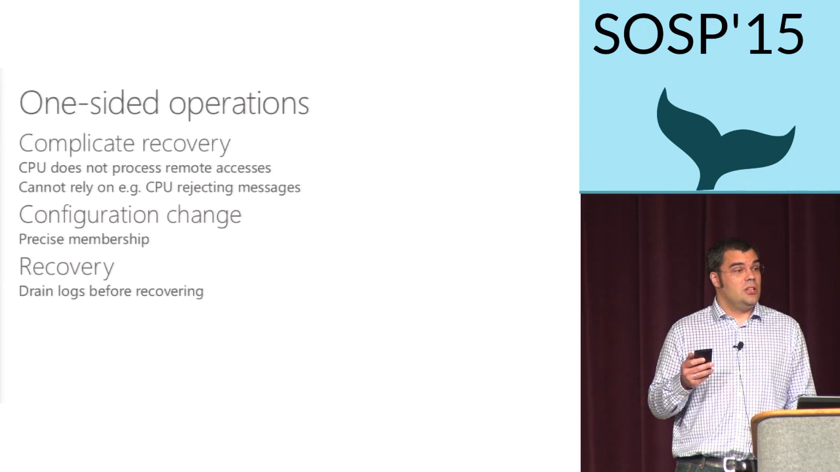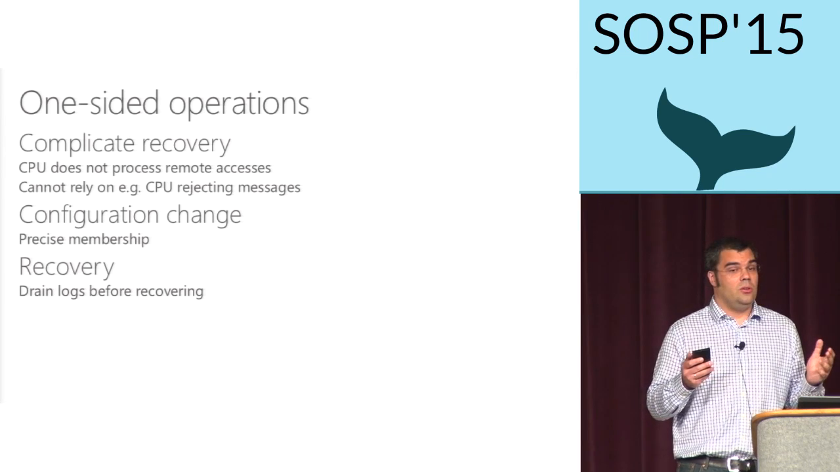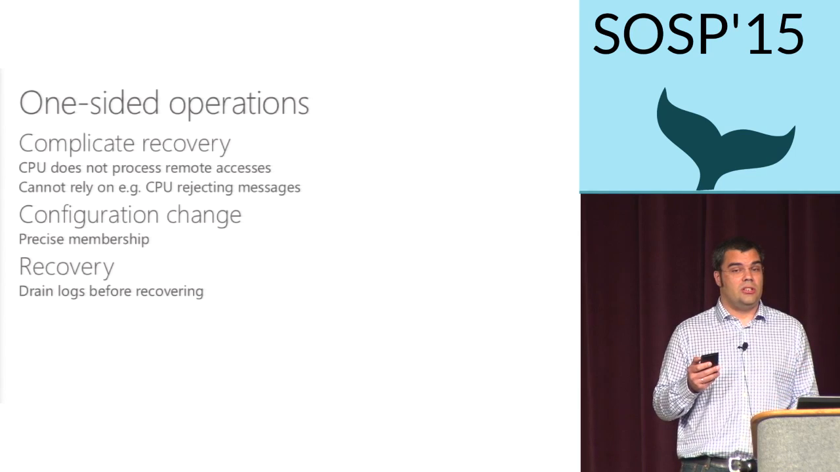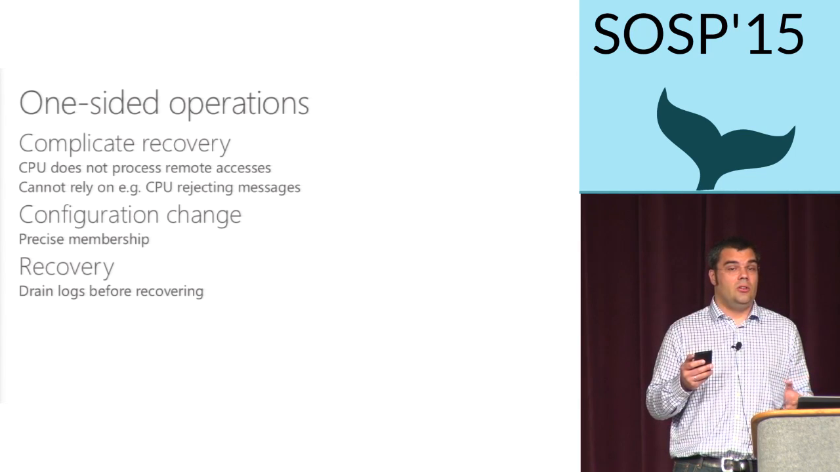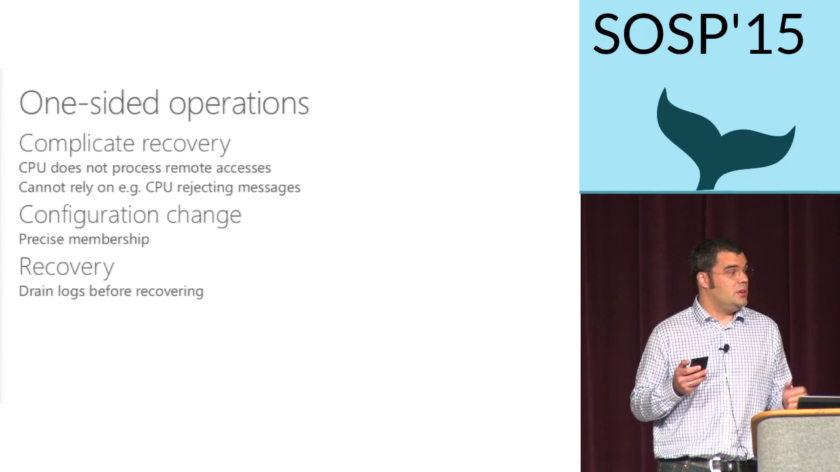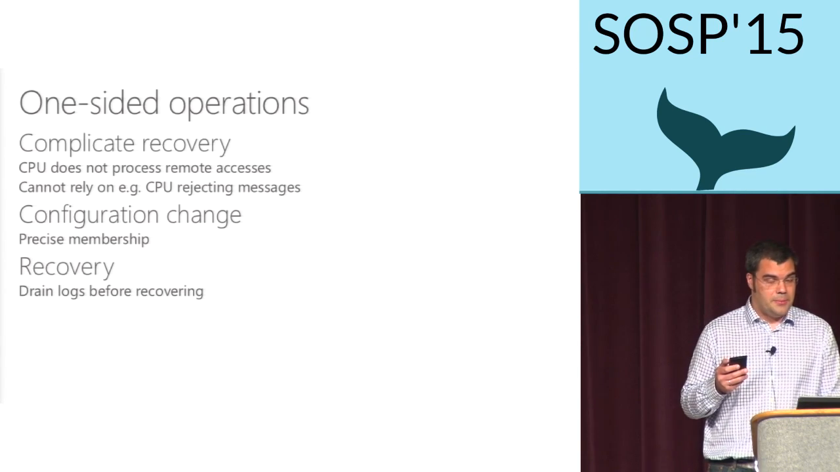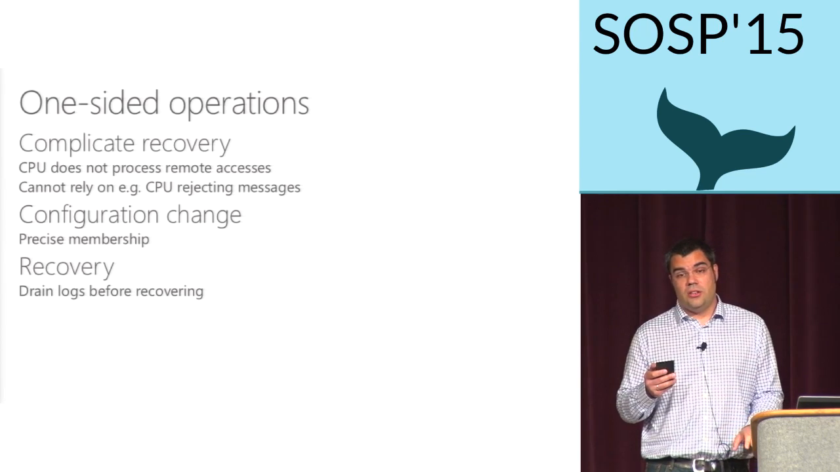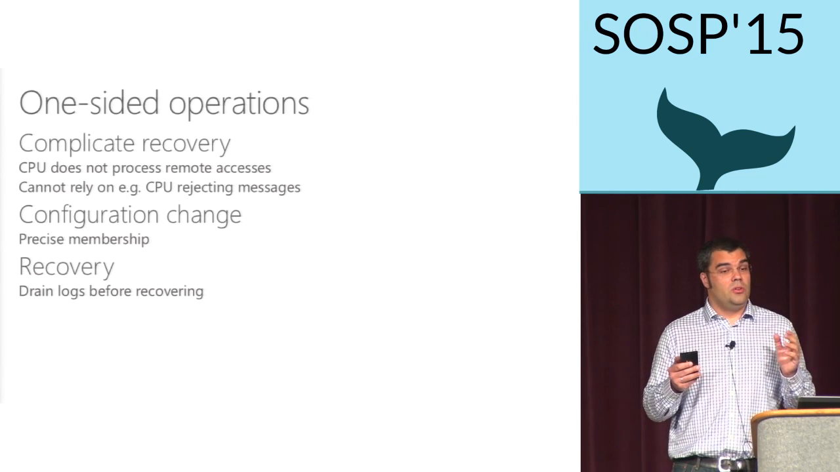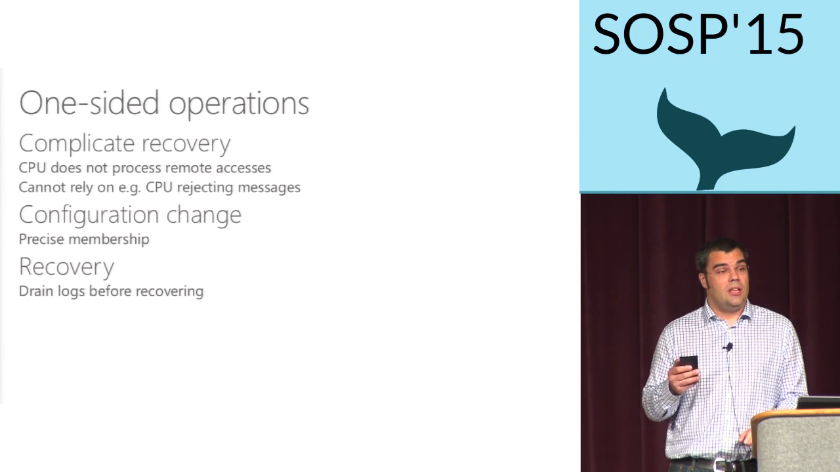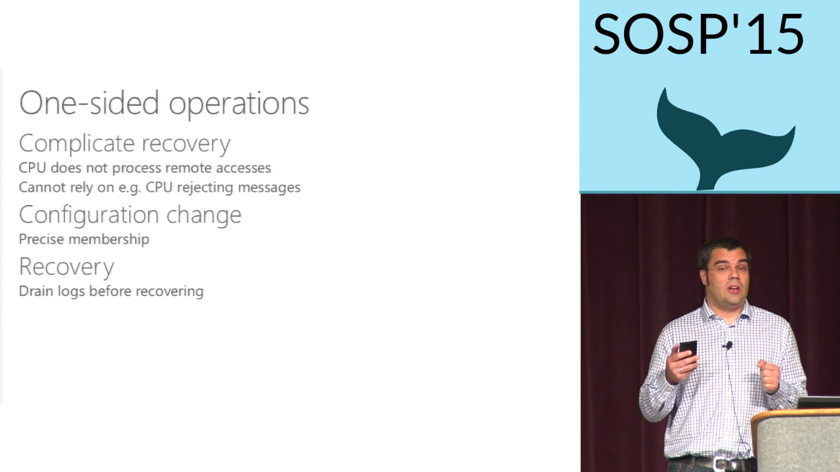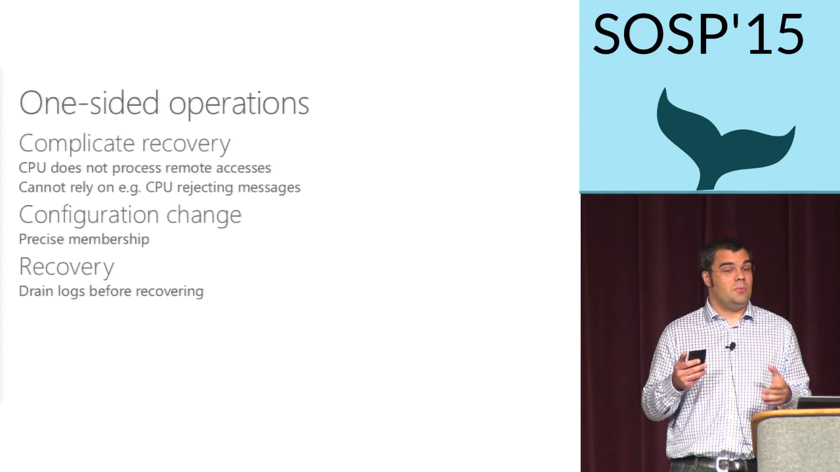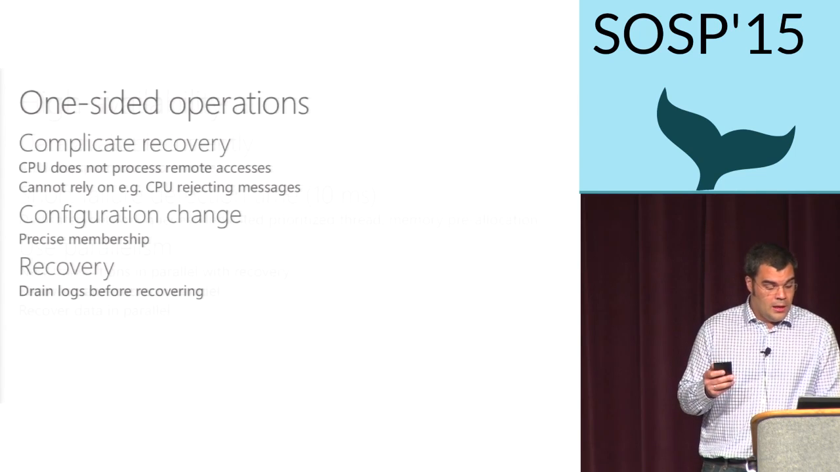One way in which we change the recovery protocols is that we need to change the configuration in a different way. We basically require this primitive of precise membership in order to correctly recover in the presence of one-sided RDMA reads. Another thing we need to do is drain the transactional logs before we recover transactions. The reason is that we are using these one-sided RDMA write operations, so some transactions might have been reported to the client as committed, but their logs might not necessarily have been processed.